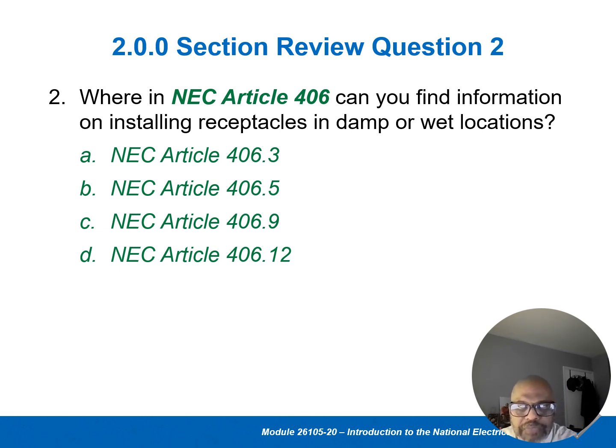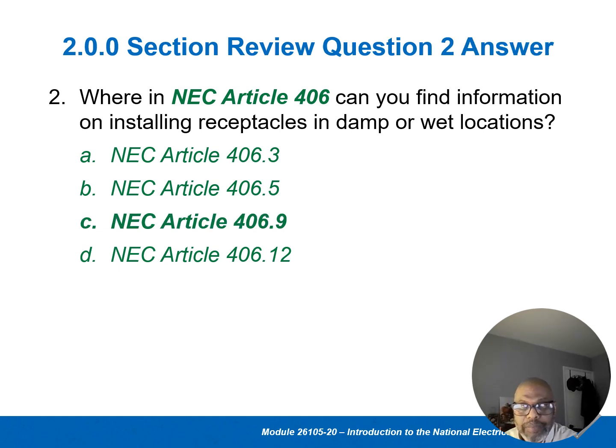With NEC Article 406, can you find information on installing receptacles in damp or wet locations? Where will you find it in 406? And for wet locations, this would be something we would look at when we're looking at installing an electrical outlet near a swimming pool. And the answer would be 406.9.